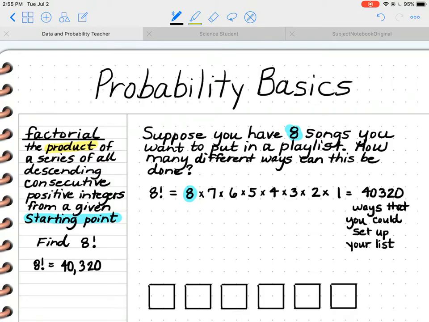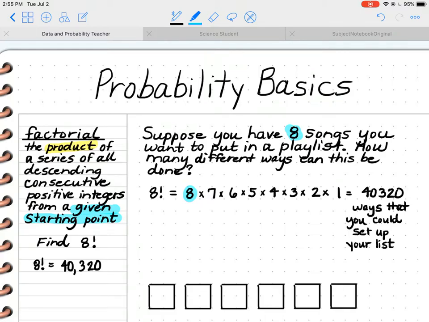And a factorial is the product of the series of all descending consecutive. That means in a line. You don't skip anybody if they're consecutive. Positive integers, so you can't count 0. 0 is not positive. From a given starting point. And again, the starting point is given to you. So we start at 8, we count down to 1, and we multiply.